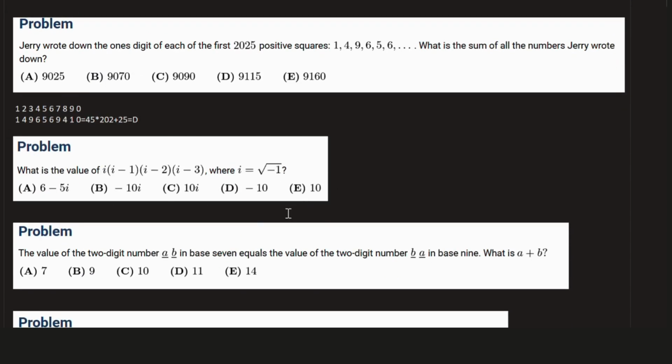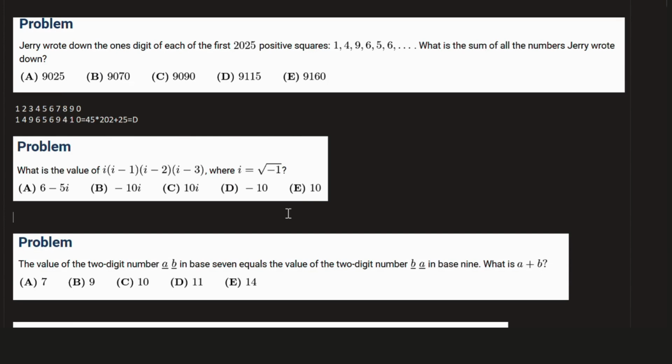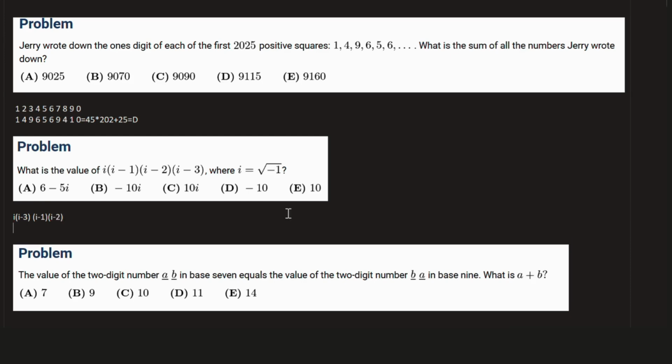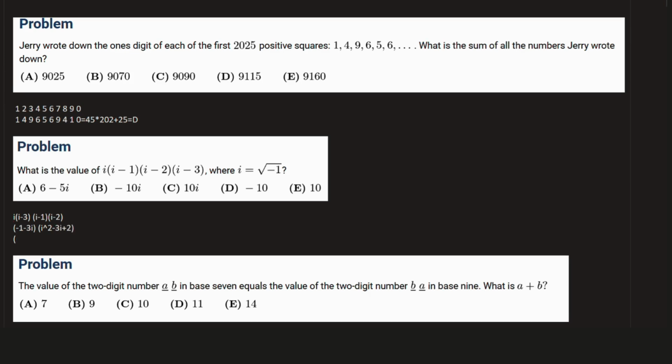Moving on to question 3, what I would do is I would pair up the outsides. So I would do i times i minus 3, and then multiply that by i minus 1 times i minus 2. This will give us negative 1 minus 3i times, and then i squared minus 3i plus 2 gives us negative 1 minus 3i times 1 minus 3i.